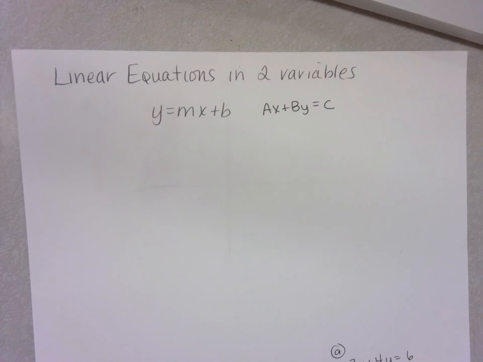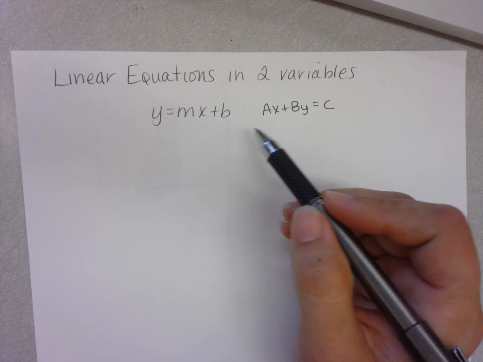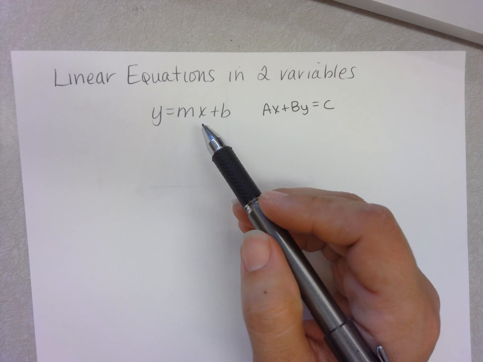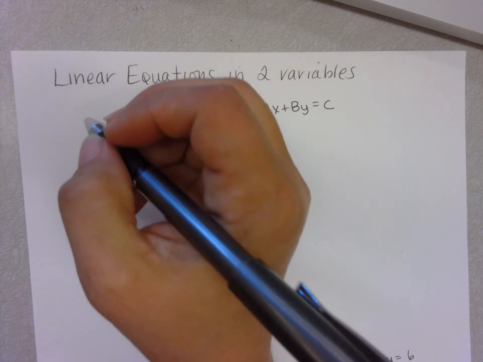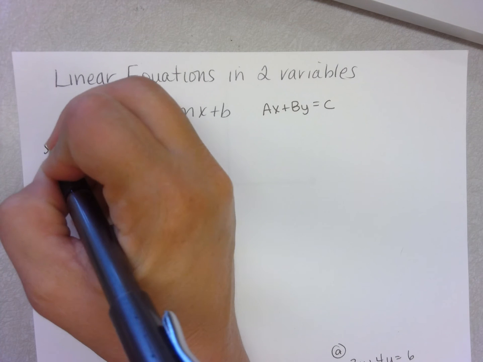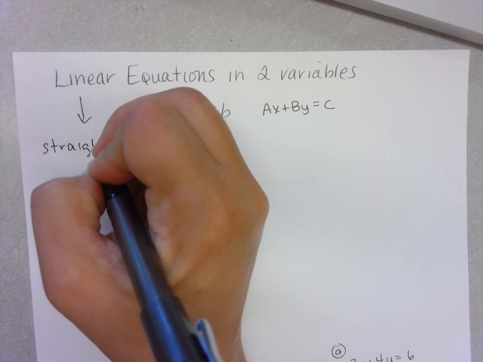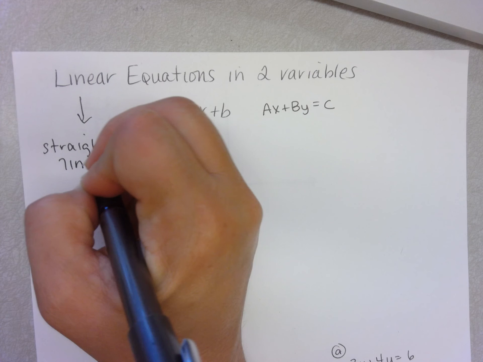So today, my lecture is on linear equations in two variables, and these are two different forms that my linear equations can take. Now, a linear equation is the simplest model that we will be using, and essentially it's called linear because its graph is a straight line. So these are the nicest ones to graph.